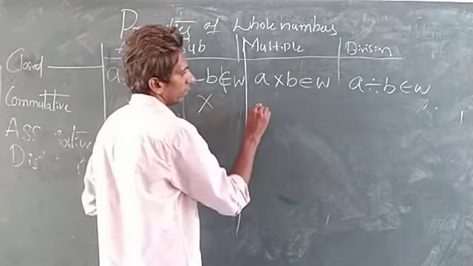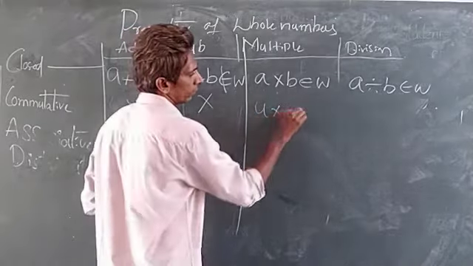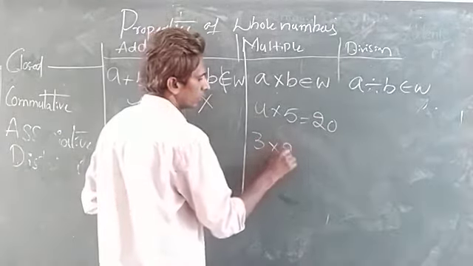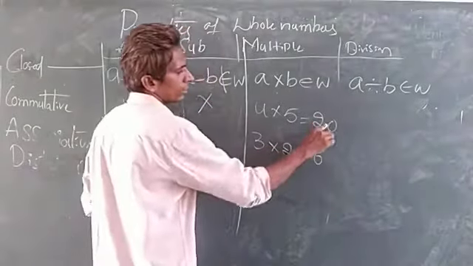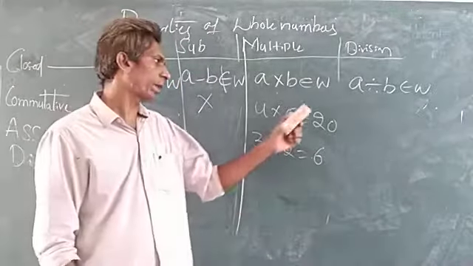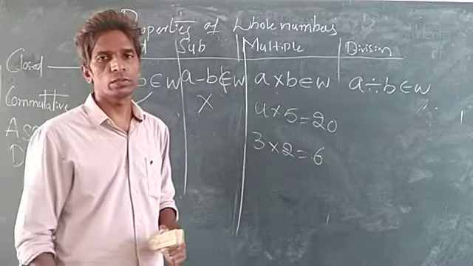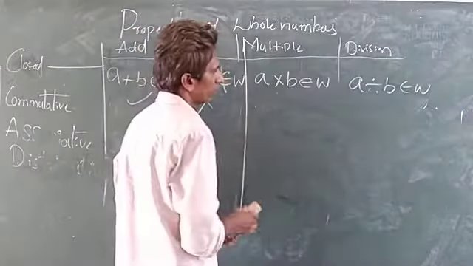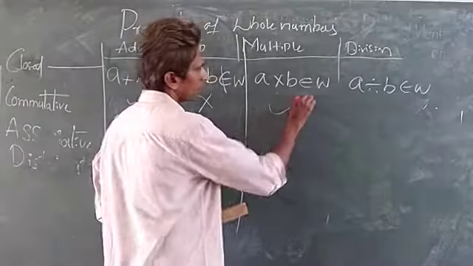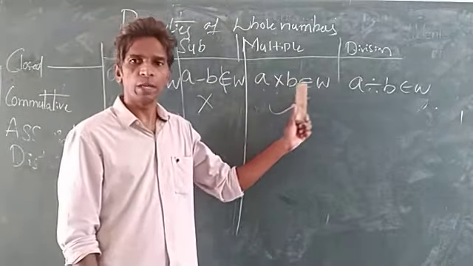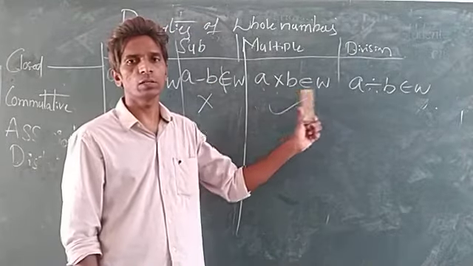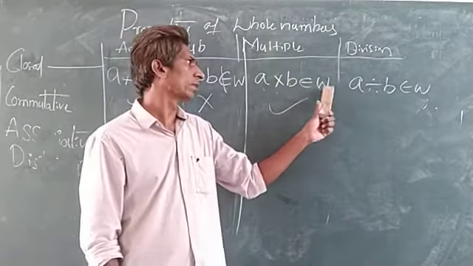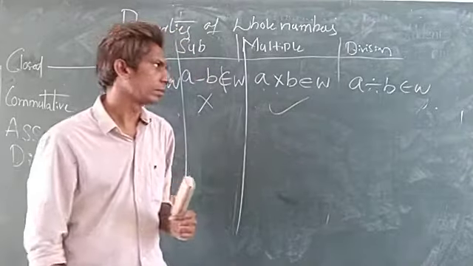See the next one. A, 4 into 5, equals 20. Another example, 3 into 2 equals 6. So these two numbers are positive numbers, and positive numbers means whole numbers only. So it satisfies the condition. So A into B belongs to W. That means any two whole numbers you multiply, you will get a whole number only.